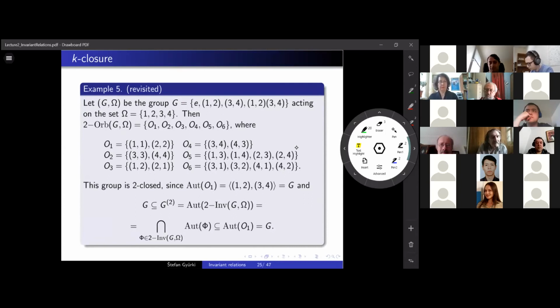So maybe more interesting are the cases where k is a little bit bigger. So let's go back to example 5 and to the group which we already know. And also we know its 2-orbits. So let us consider the closure of this group, the 2-closure of this group.